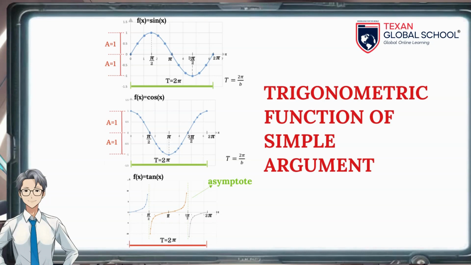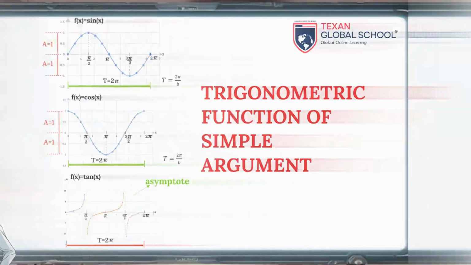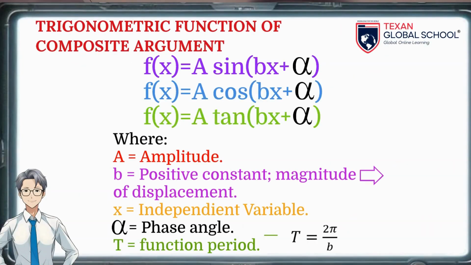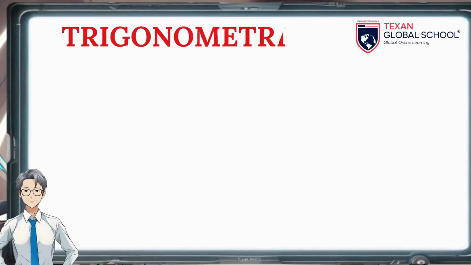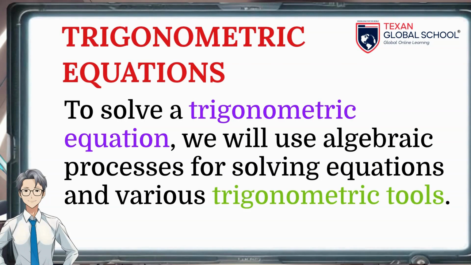Both have an amplitude of 1, since it is the numerical coefficient of the function. The tangent has asymptotes, so its amplitude is infinite. A cycle of each function is shown graphed in the diagram. They are also called periodic functions, since we can continue graphing periods forward or backward constantly. If the argument begins to be altered in those same functions, then they are called a composite argument with the elements shown.